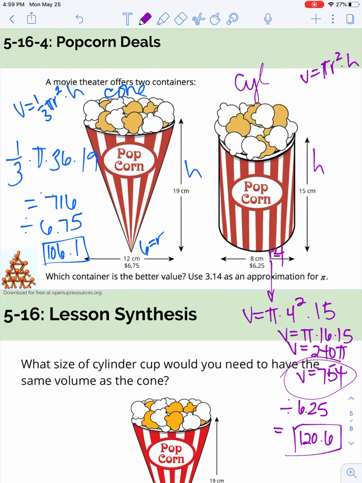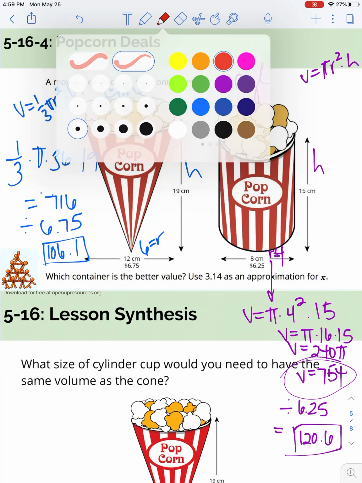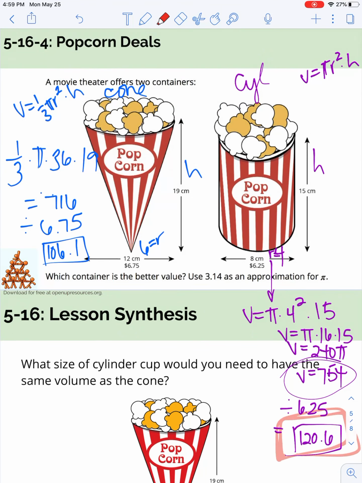120.6. Which means that since the cylinder gives you more volume per dollar, it's going to be the better value, if that makes sense. Because for each dollar you got more, right? This is the amount of space per dollar. Like 120.6 cubic centimeters per dollar versus 106 cubic centimeters per dollar. So you're going to get, you know, like 14 more-ish. So that's a better deal. So it would be the cylinder.